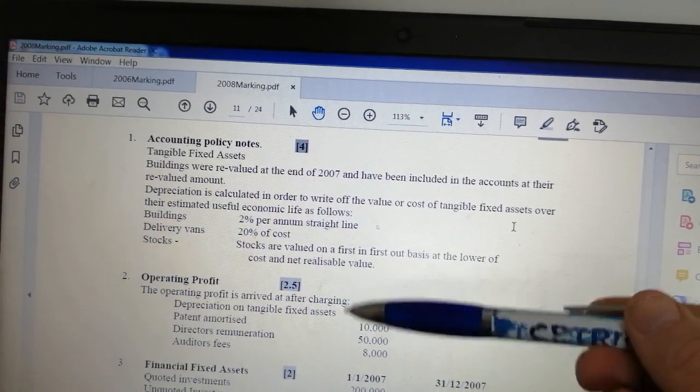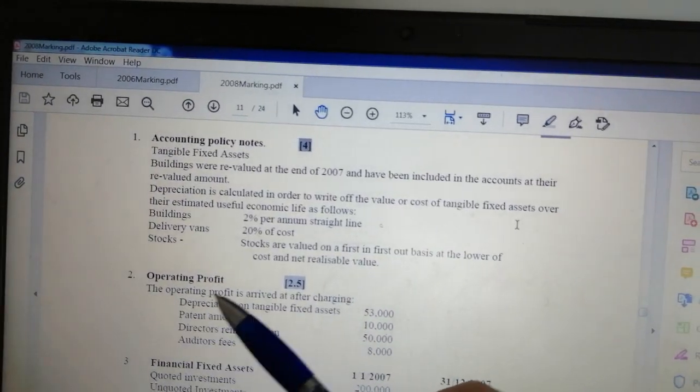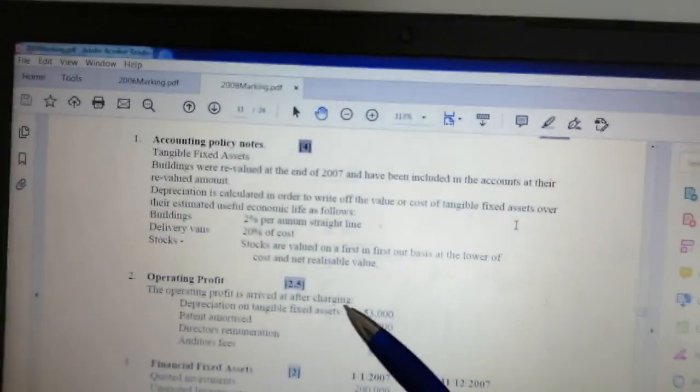How many is that? 1, 2, 3, 4, 5. That's 2.5. So usually nothing for the heading again. Half a mark for this. The operating profit is arrived after charging, so please learn that off by heart.